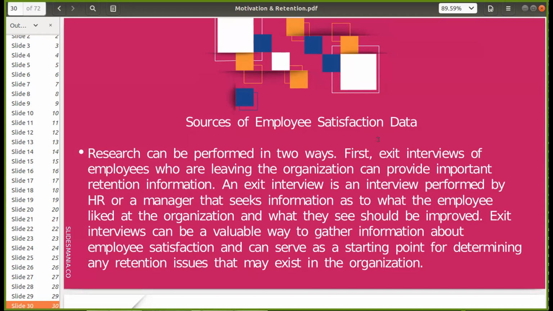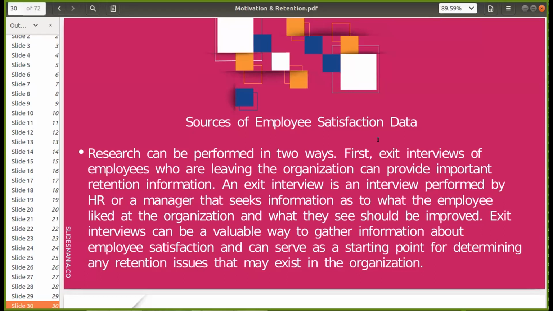So sa exit interview, ito ay kinoconduct ng HR para sa mga umaalis, nagre-resign. Okay, para makuha nila yung information na kailangan nila mula doon sa paalis na employee. So an exit interview is performed by the HR or manager that seeks information as to what the employee likes at the organization and what they should improve.